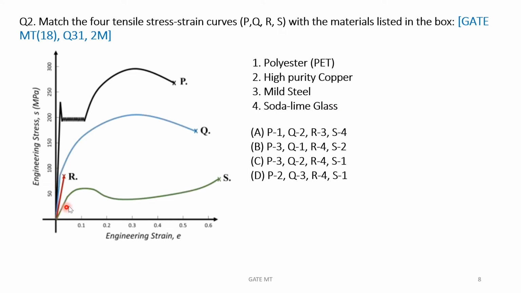And finally, we have the green curve in which a large amount of strain is taking place, but at a relatively very low value of stress. That is the case of a polymeric material, that is polyester in our option. So P will be 3, that is mild steel. Q will be 2, high purity copper. R will be soda lime glass or 4. And finally S will be polyester. So based on these comparisons, we can say that the solution to this question is option C.